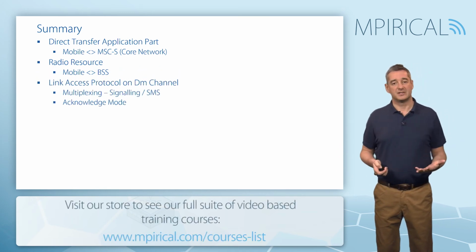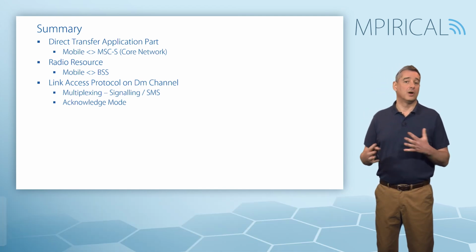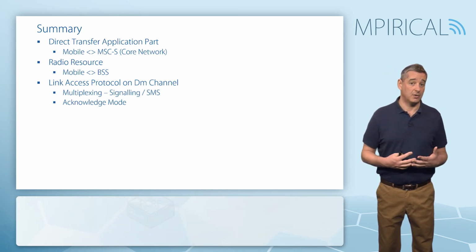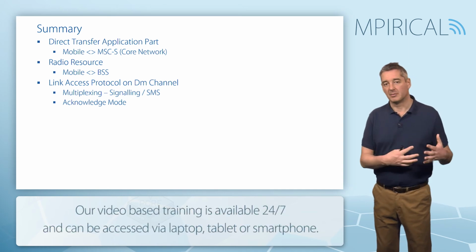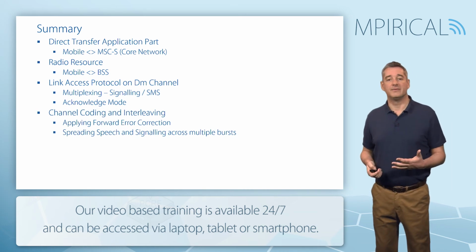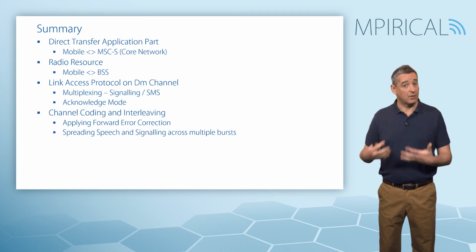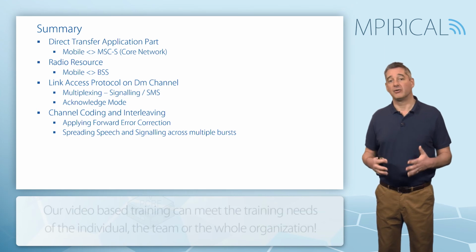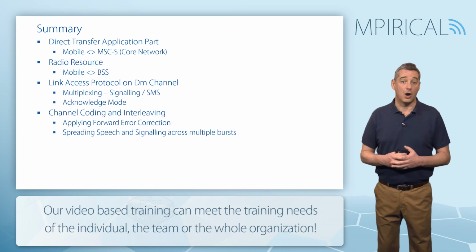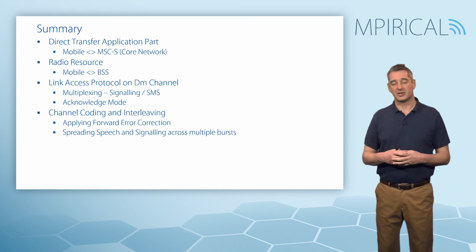Both of these use the services of LAPDm, the Link Access Protocol on the Dm channel, which not only allowed us to differentiate between our signalling and our SMS, but also enabled us to run in acknowledge mode, the ability to call for retransmissions if some of that information was errored. And finally, we saw the process of channel coding and interleaving for both the enhanced full rate and the AMR codec. Again, applying different degrees of convolutional encoding, but resulting in a channel rate of 22.8 kilobits per second. These then could be spread across different numbers of bursts: 8 for speech, 4 for signalling, and, should we come across circuit switch data, 22.